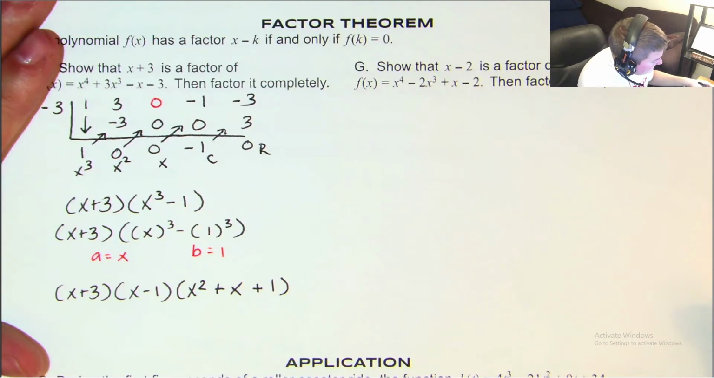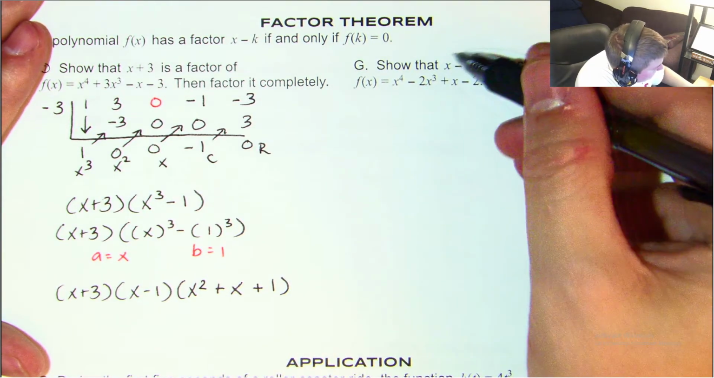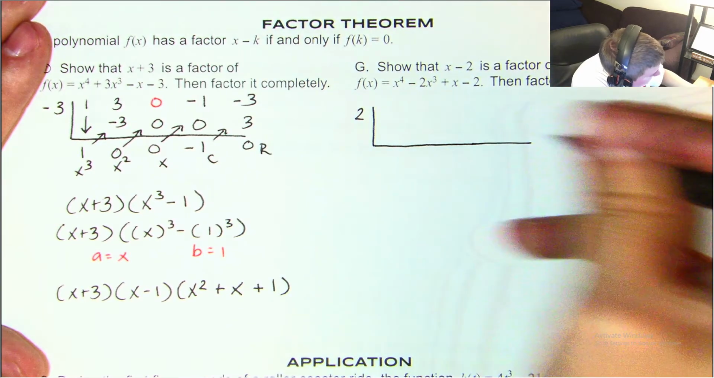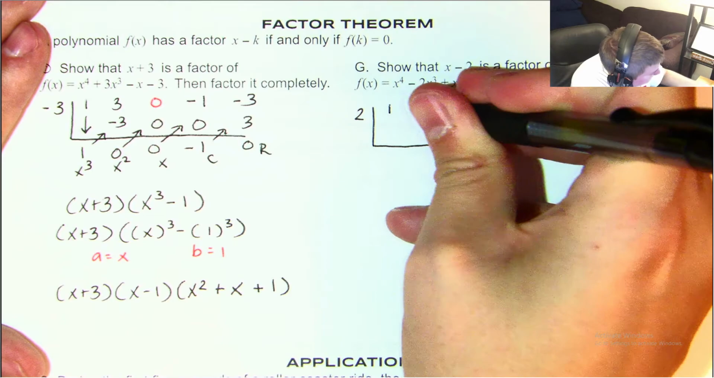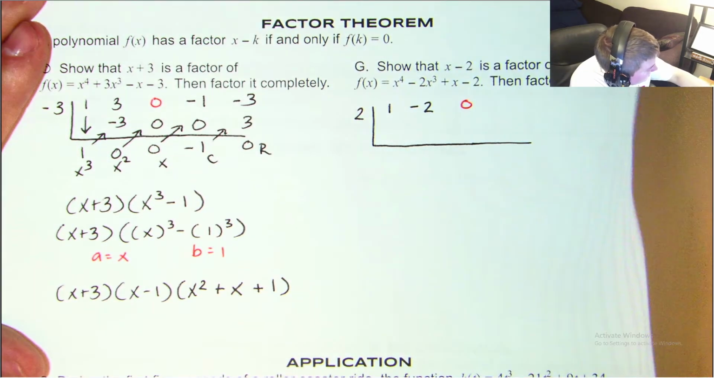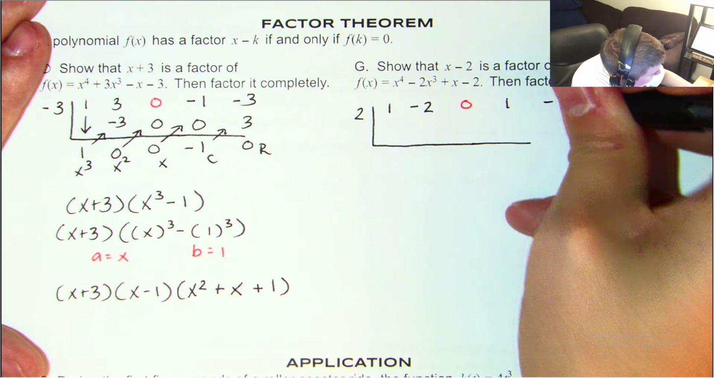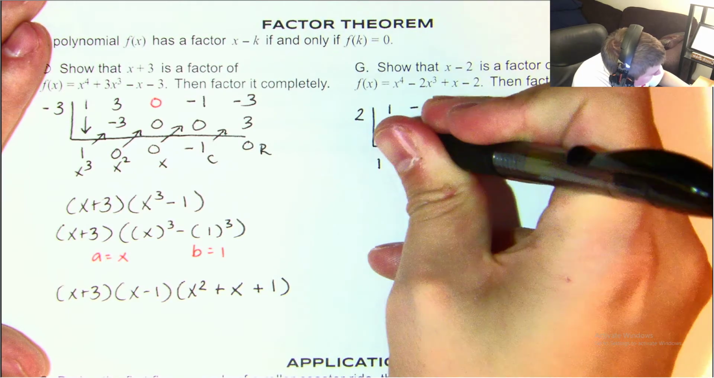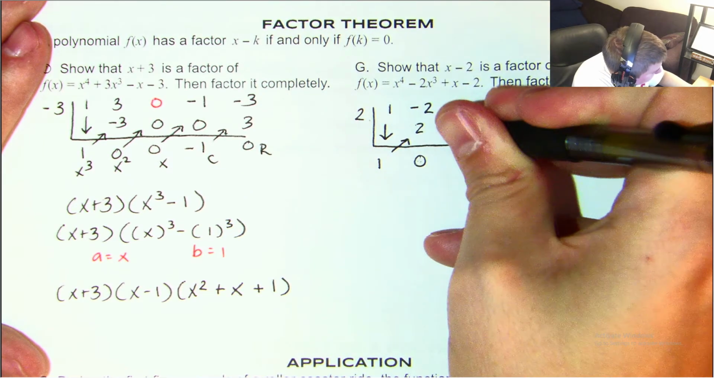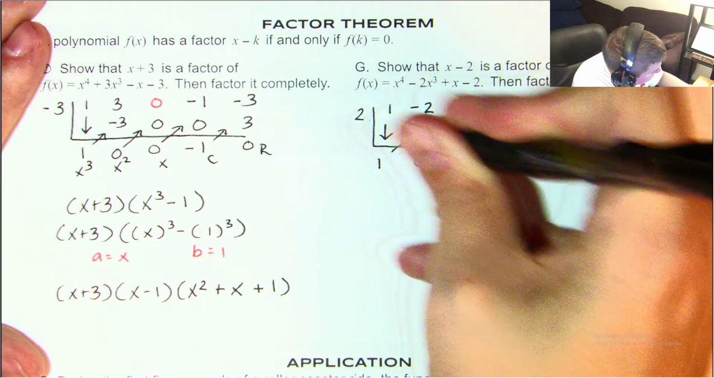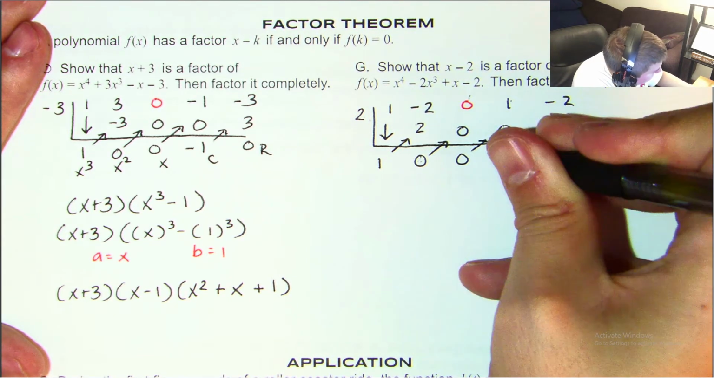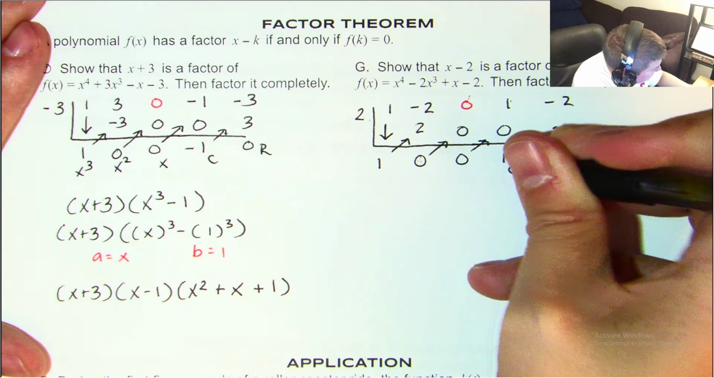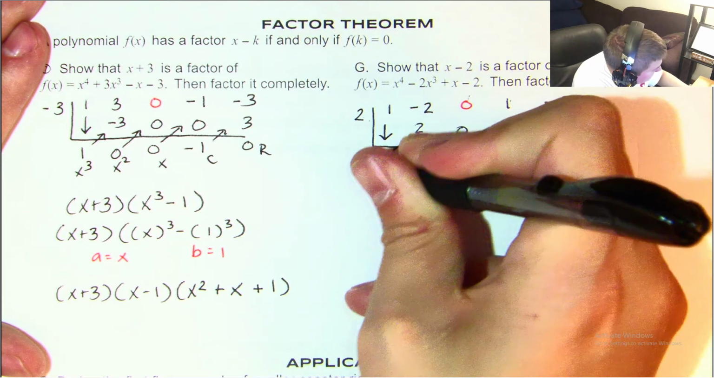Okay, so what does this mean? I'm looking for the value that makes this 0, so that's going to be 2. And so then we can put 1, negative 2. We can't forget about the x squared term. It appears to be gone. Okay. So then we can drop this down to get 1. 2 times 1 is 2. That's 0. 2 times 0 is 0. That's 0. 2 times 0 is 0. That's 1. 2 times 1 is 2. That's 0. This is my remainder, constant, x squared, x cubed.